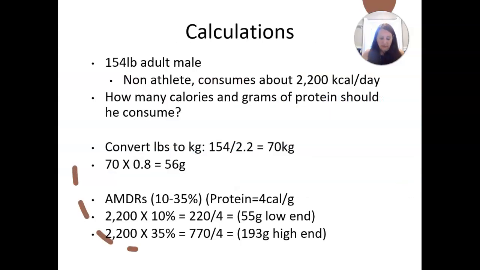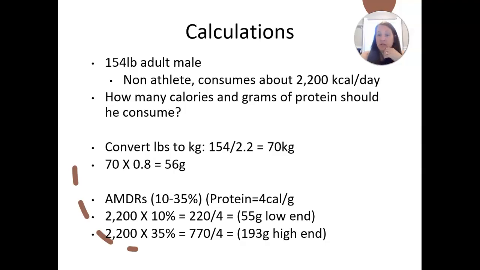Okay, so let's do a little bit of calculating. Let's use again that 154-pound adult male that we referred to a couple of slides ago. Let's say that this individual is a non-athlete. So that's going to trigger you to think, okay, this person probably just needs about 0.8 grams per kilogram of body weight. And let's say that this individual consumes about 2,200 kilocalories per day. How many calories and grams of protein should he consume?